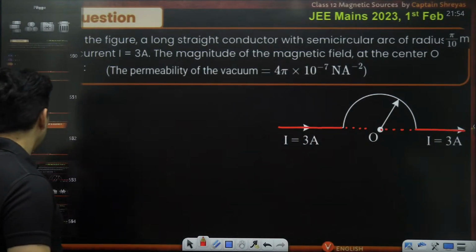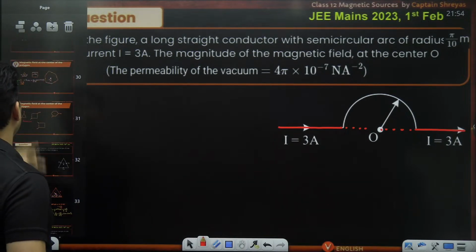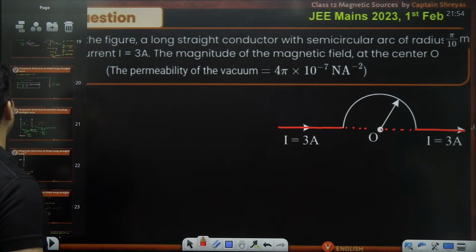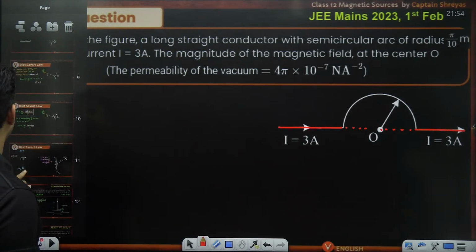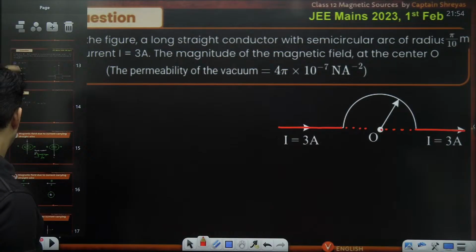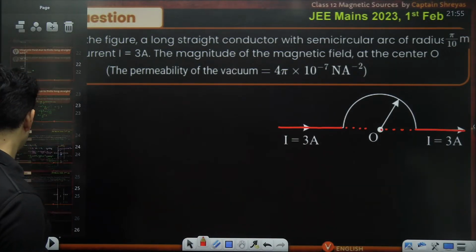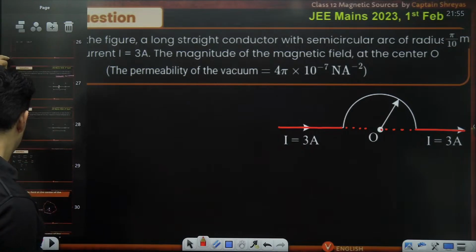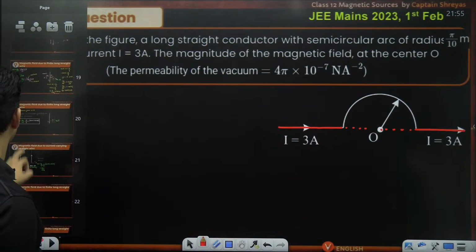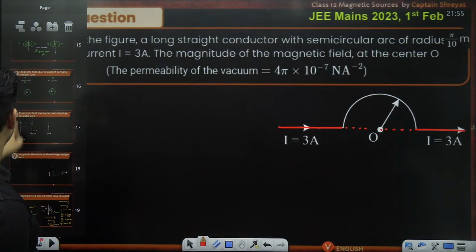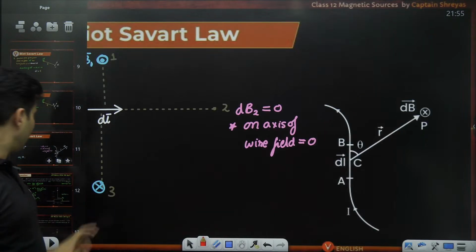And I told you at the beginning of the class, where did it go? Long time back. Oh my God, really long time back. Somewhere here. Magnetic field on the axis. Somewhere I have told you this. Oh, here, correct.